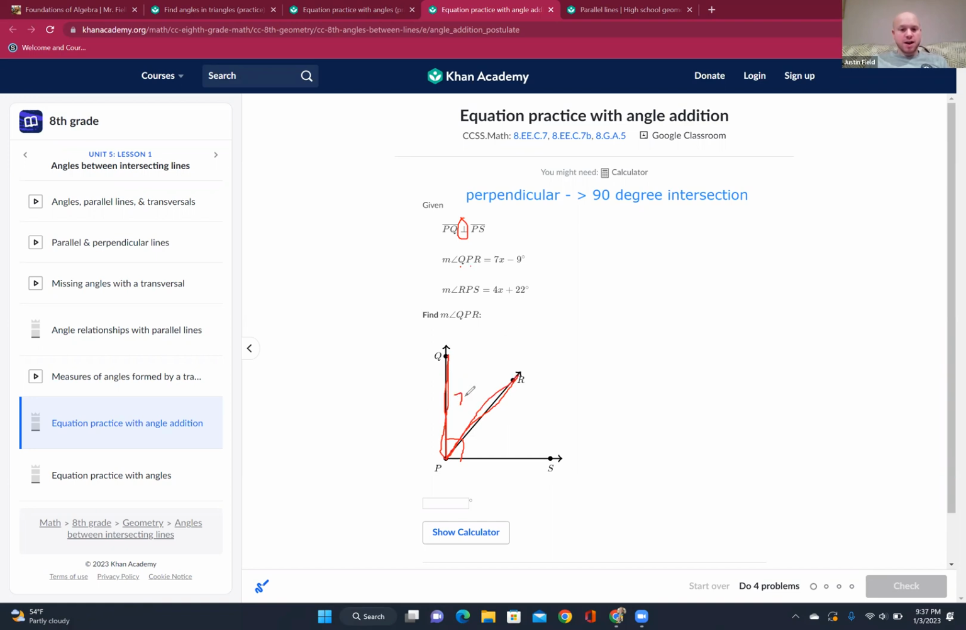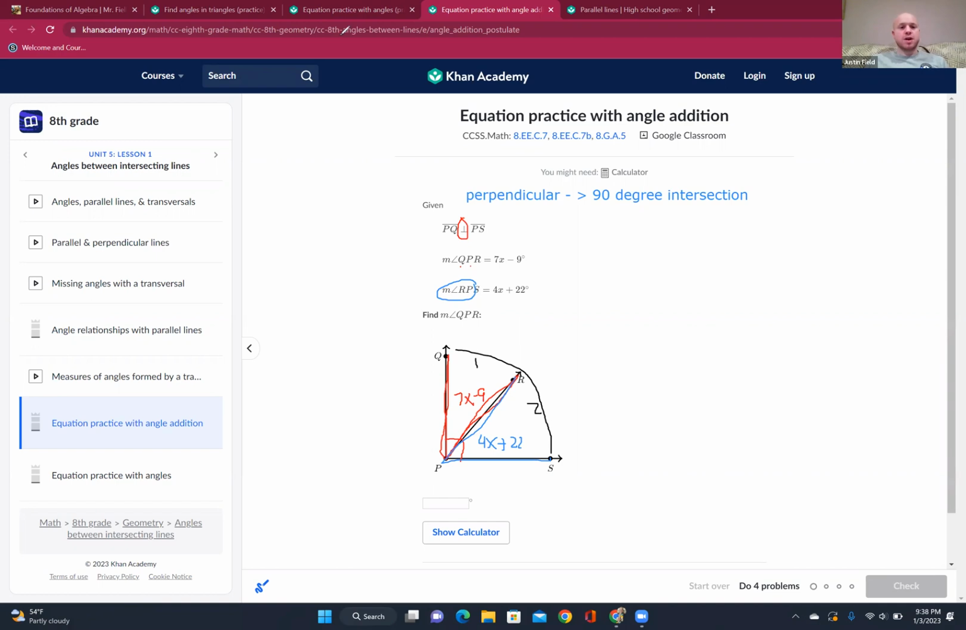So I'm going to write 7x minus 9 on the inside. And then I will change color for RPS. RPS is right there, and that is 4x plus 22. And so those are, I like to call it, we got part 1, we got part 2, and we got the whole thing.